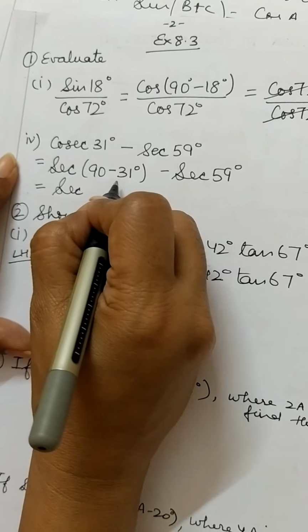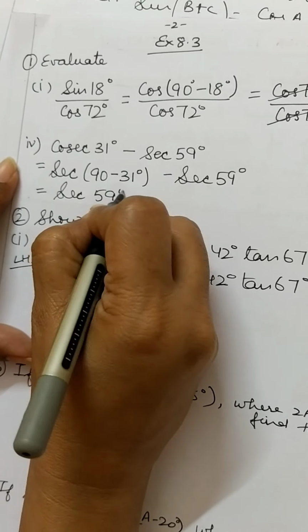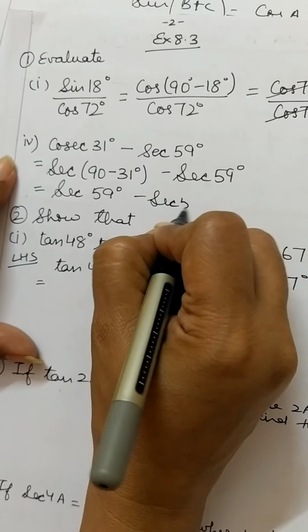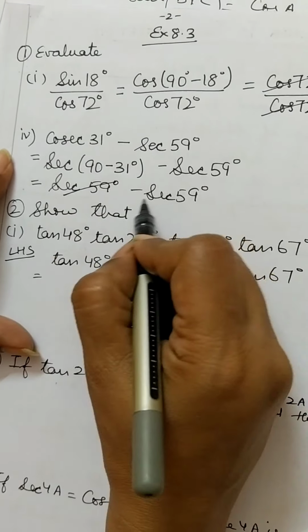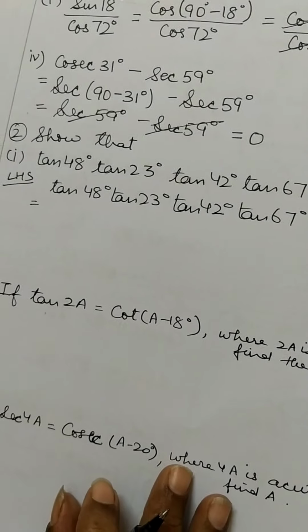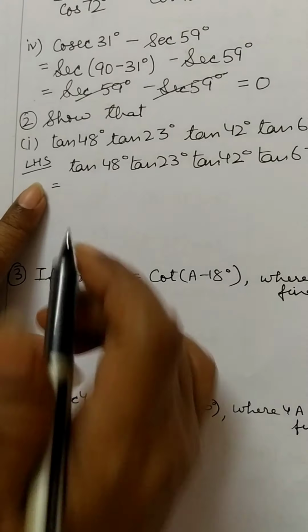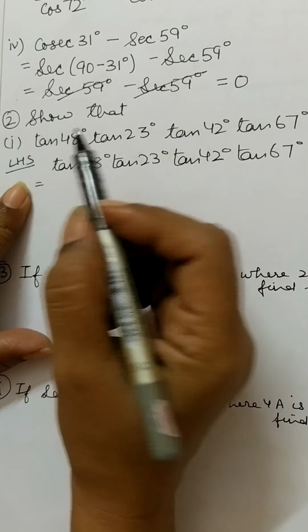Now what is 90 minus 31? 90 minus 31 is 59, minus second term as it is. Now sec 59 minus sec 59, answer is 0. Same way, it's a very interesting application. You will see in second question, first part we are doing.